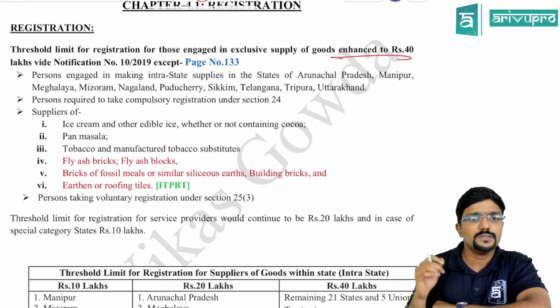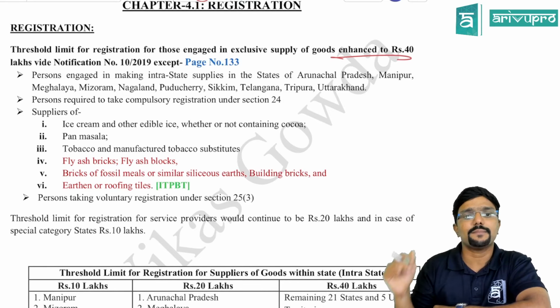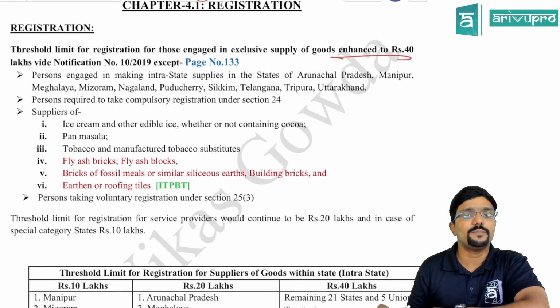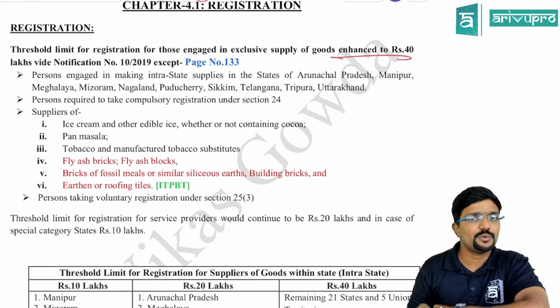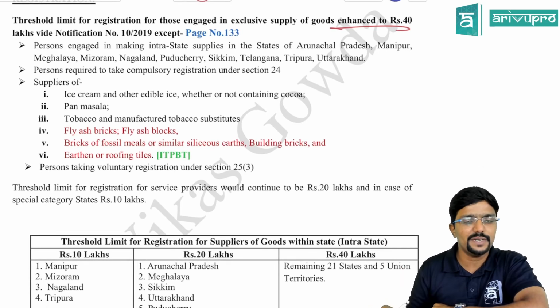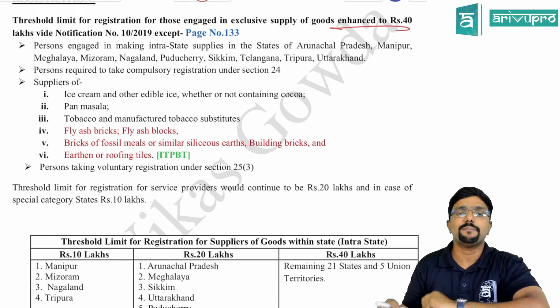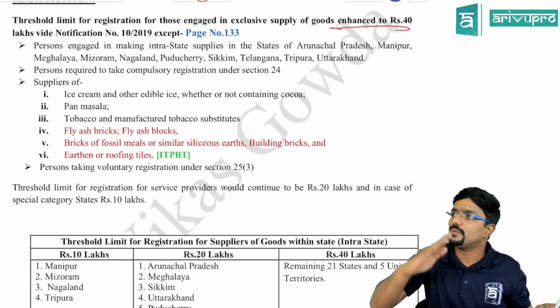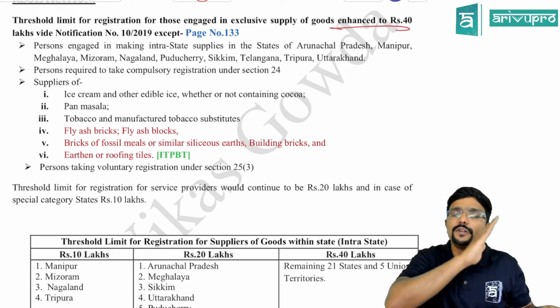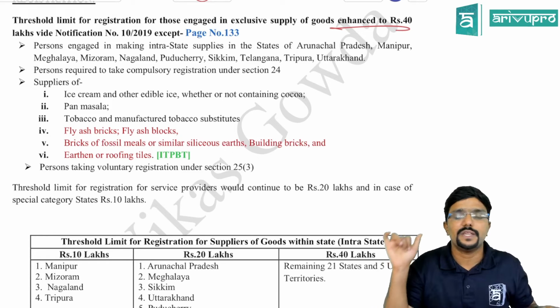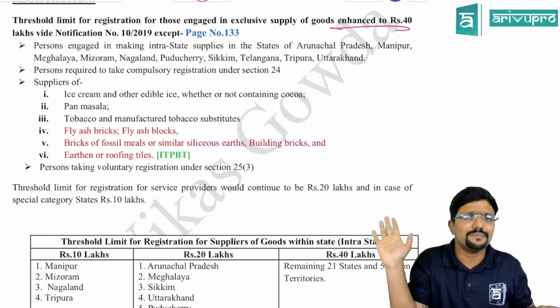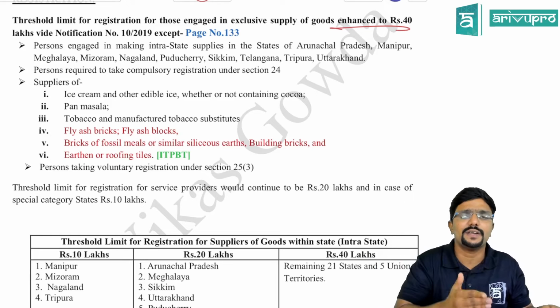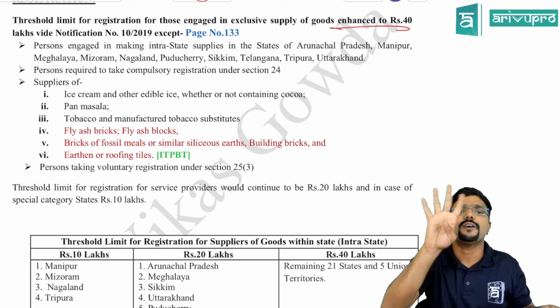Who are those? Person engaged in making intra-state supply in the state of Arunachal Pradesh, Manipur, Meghalaya, Mizoram, Nagaland, Puducherry, Sikkim, Telangana, Tripura, Uttarakhand, or person who is required to take compulsory registration under section 24, irrespective of their threshold limit. Then suppliers of the following items. Suppliers of the following item means if your outward supply is the following items, for you 40 lakh limit is not applicable. Whether you are a manufacturer or trader doesn't matter. If your outward supply is the following items, you are not eligible for 40 lakh limit.